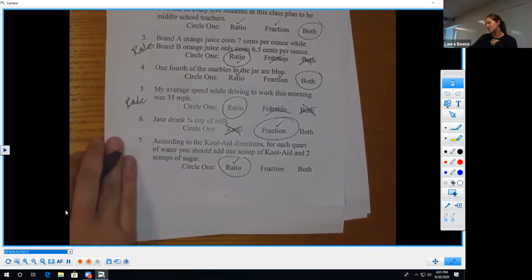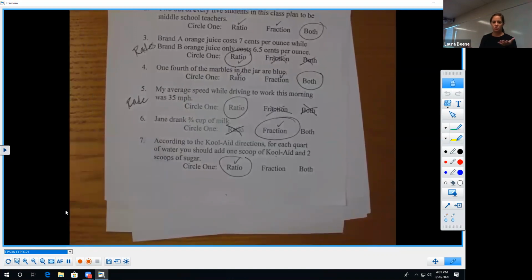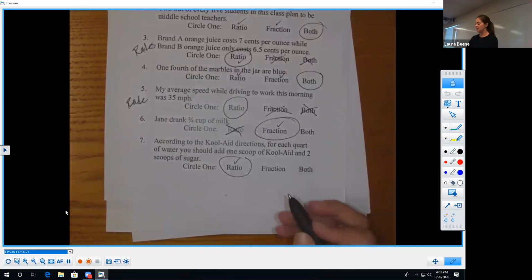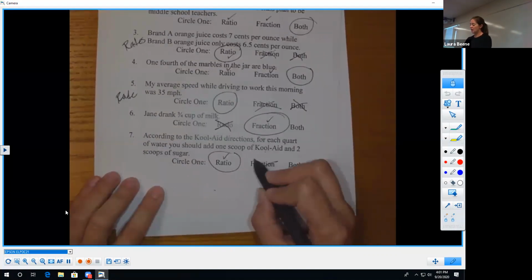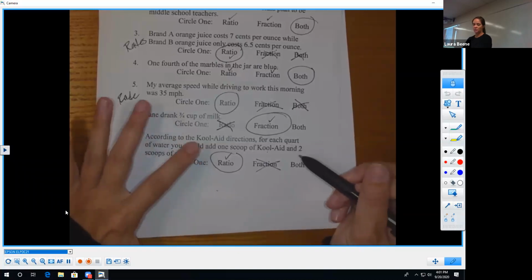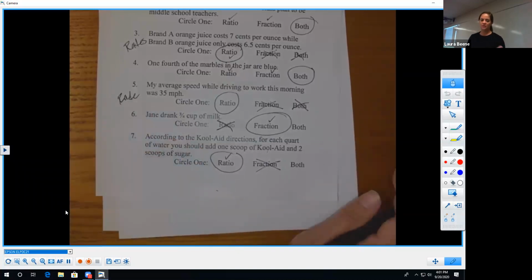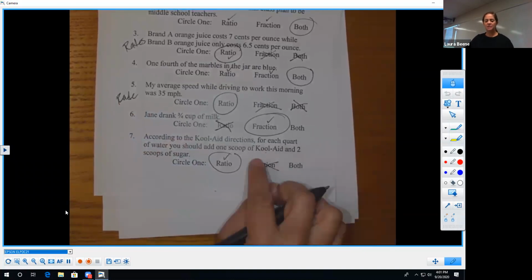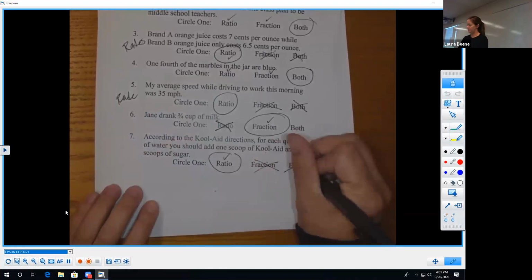You could also consider this a whole to whole fraction because it's like 2 different things I'm comparing. It's Kool-Aid versus sugar, and that would work also. And technically that's the rate that you're adding it in if you wanted to think about it that way. It's kind of weird for this problem, but you could technically. So I would not write this as a fraction with the 1 and the 2. I wouldn't say 1/2 is Kool-Aid versus 2, that wouldn't even make sense. Okay, so it's not a fraction, so it's not both.